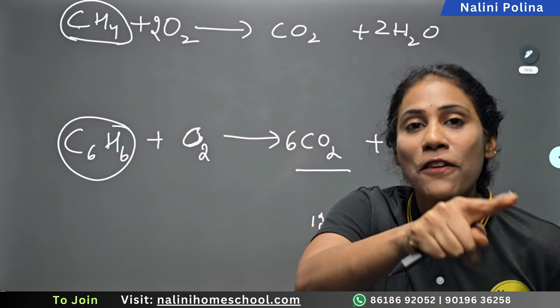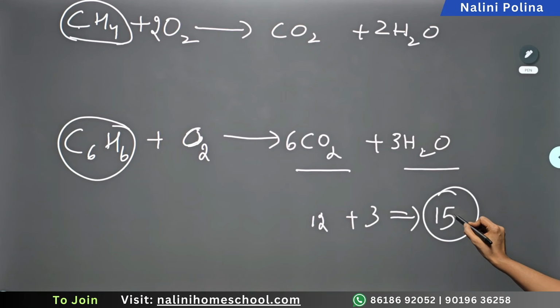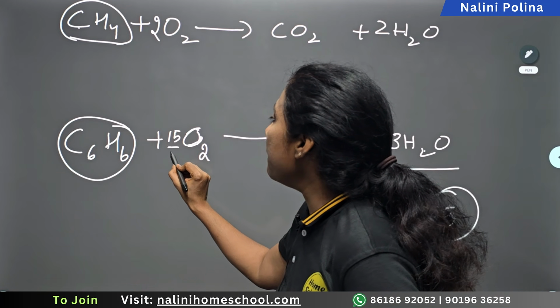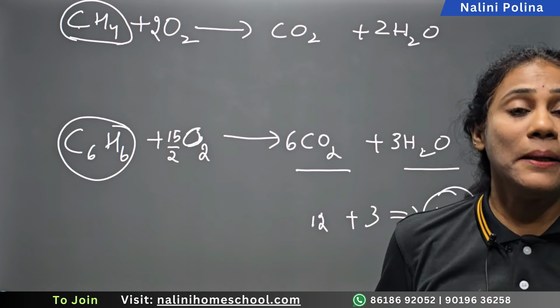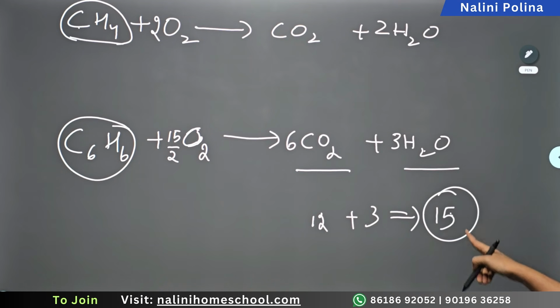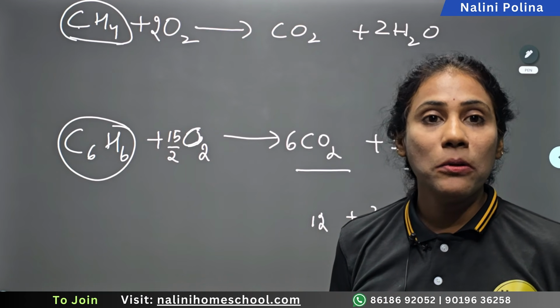Introduce a fraction. How many do you want? 15, right? So here you will write 15 by 2, guys. Initially, write 15 by 2. How many oxygens do you require? 15. So write 15 by 2. No problem at all.